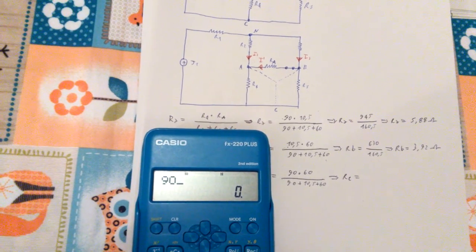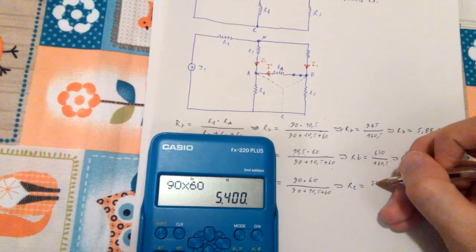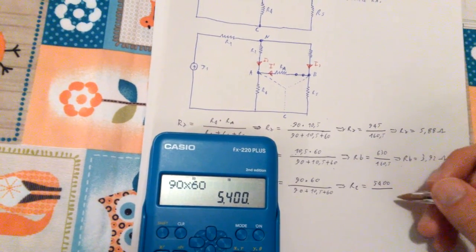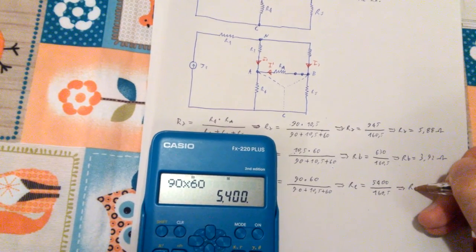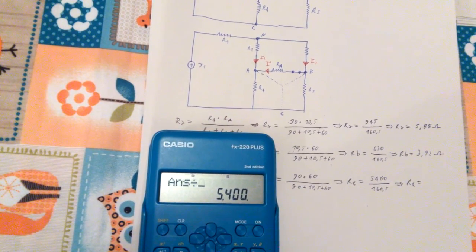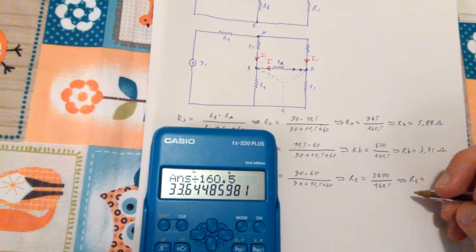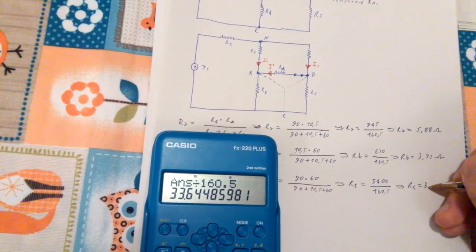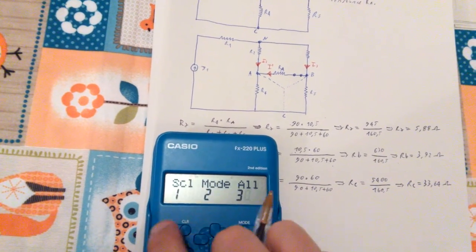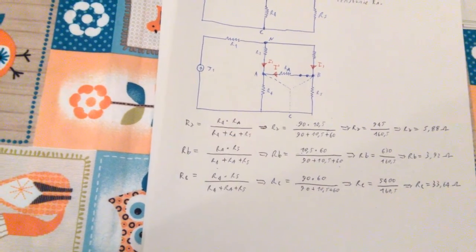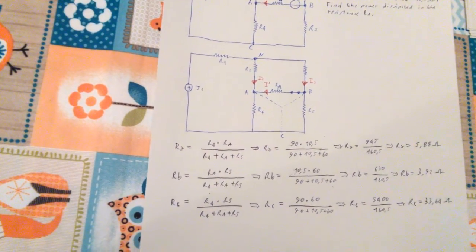90 times 60 is 5,400 over 160.5. It's going to give us 33.64 ohm. Thank God we have calculators.